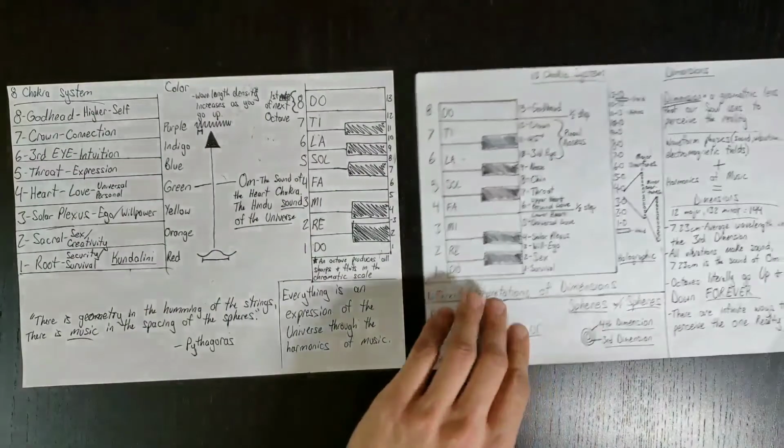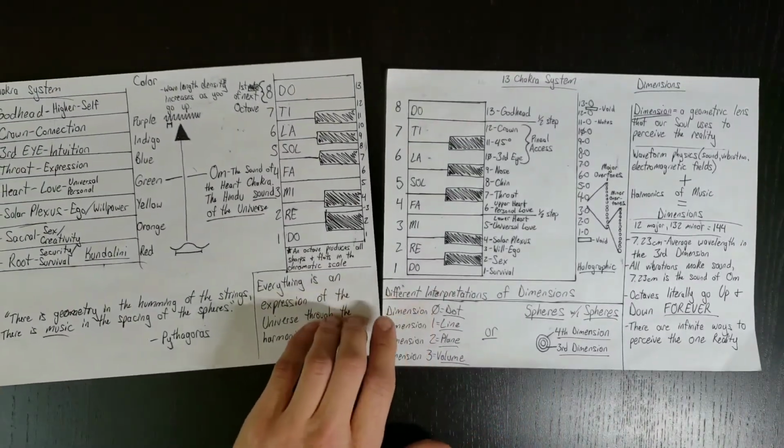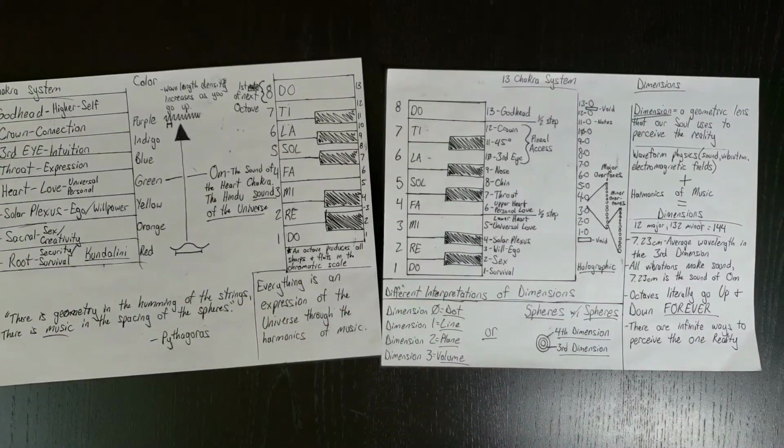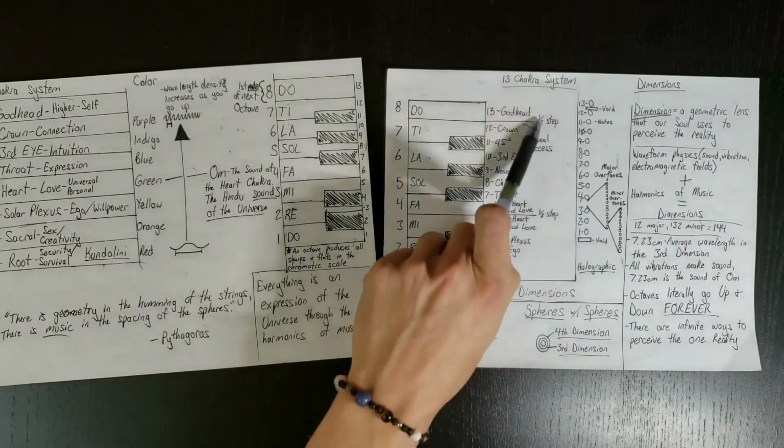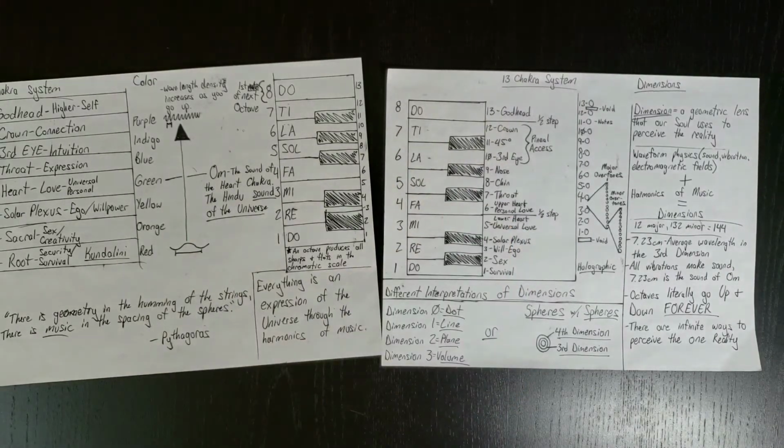So, have a look here. So these are the descriptions of the 13 chakra system, and a half step right here means that your consciousness cannot proceed until it understands its current perception to some degree.